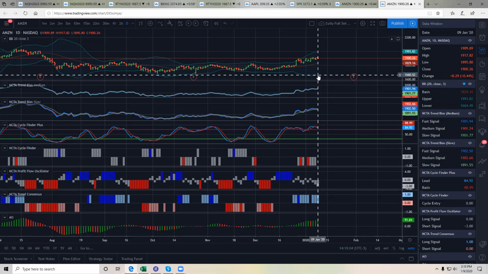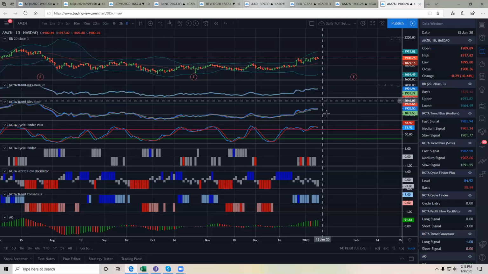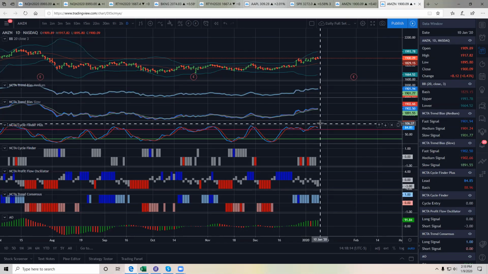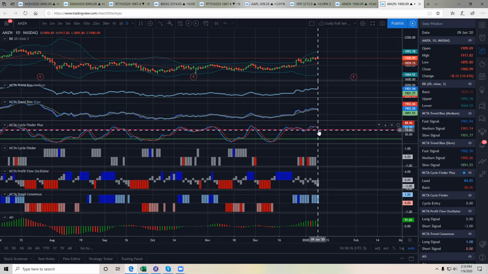So tomorrow I'll be looking for another daily cross. Now, probably will not end up being on Amazon. We've already had that daily cross to the downside unless we flip back to the upside. And if there was a daily cross to the upside, then I would consider taking that.